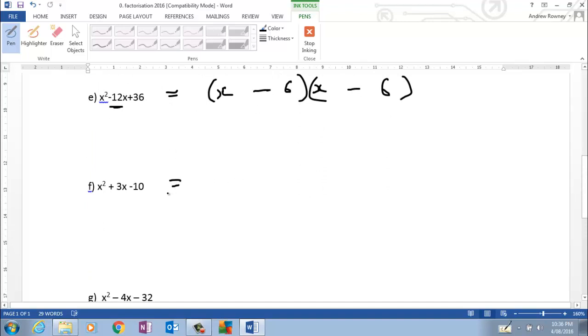This one here, we can't take out a common factor, so we put it into the two brackets. X squared comes from x times x. The 10 would come from 5 times 2. And to end up with the plus 3x, the outers and the inners, we need to put plus with the bigger number, plus 5x, and minus with the smaller number, minus 2x.